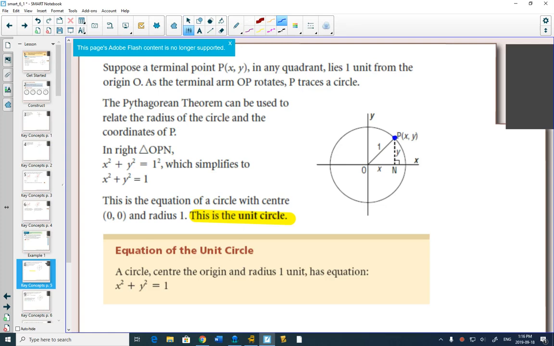If I pick a random point on the circle, since the circle has a radius of 1, that line will equal 1. The height of that line will be, since I picked some random point x comma y, the height of that line will be y, and the length of that line will be x. And I just drew a right angled triangle.